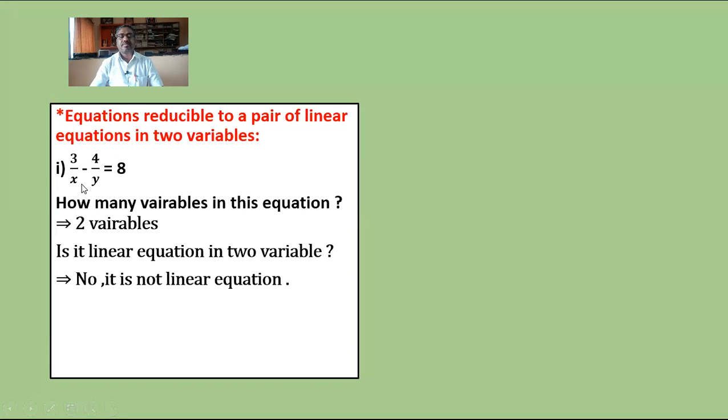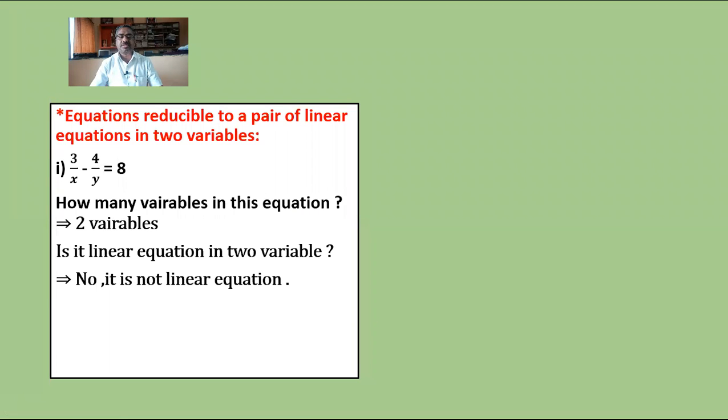When 3 upon x minus 4 upon y, we can write 3x raised to minus 1 minus 4y raised to minus 1 is equal to 8. The degree of variables x and y are not 1. It is negative integers. Therefore, this equation is not linear equation in two variable, but it is reducible to pair of linear equation.